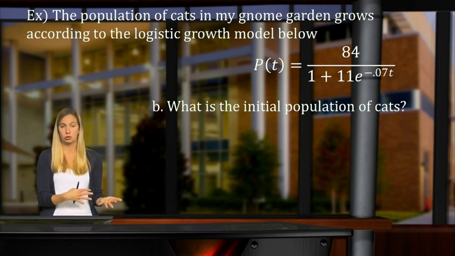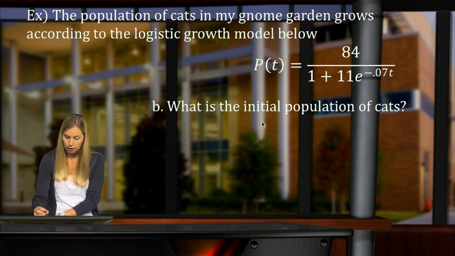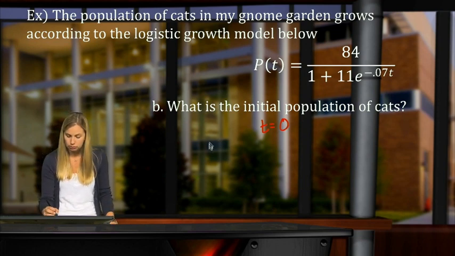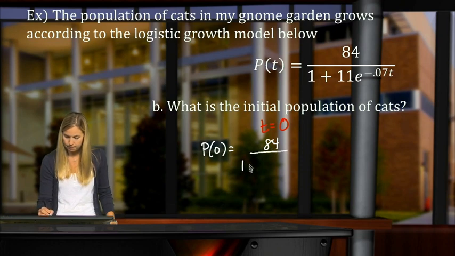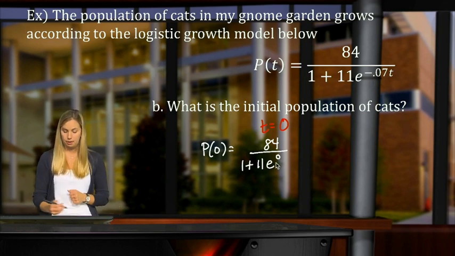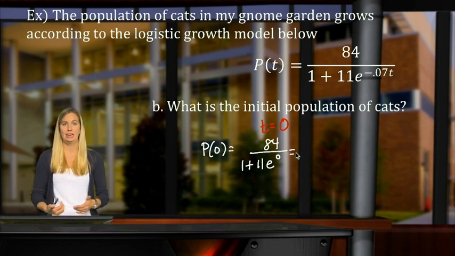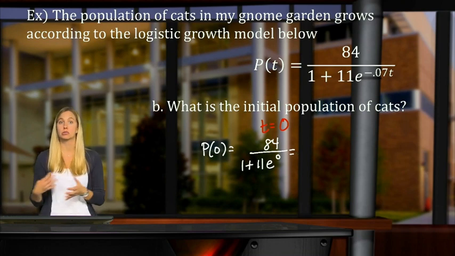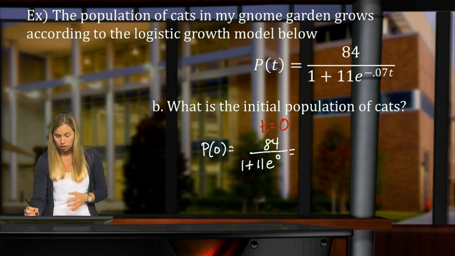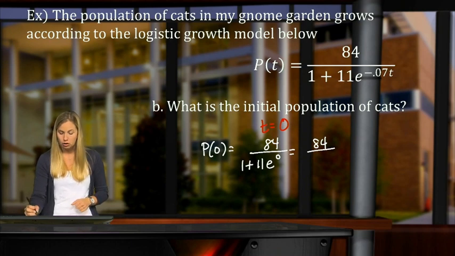But if we're referring to the initial population, what is the value of t? Well, initially t is 0. So we plug in t equals 0. And negative 0.07 times 0 is still 0, so I just substituted that in. Now I can simplify. Again, the more mental math that you can do, the less you rely on plugging all these complex expressions into your calculator, the more likely you are to get the right answer. So we have a numerator of 84. This is 1 plus 11 e to the 0.